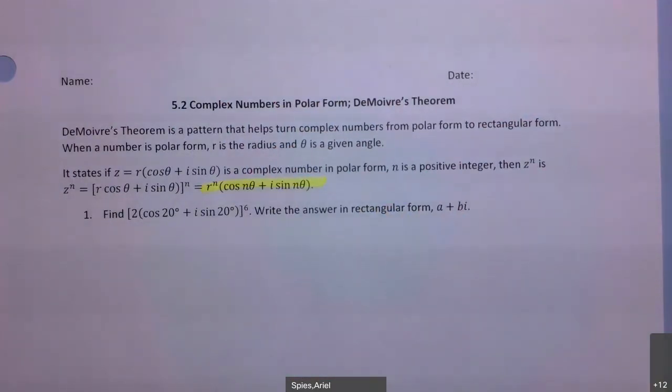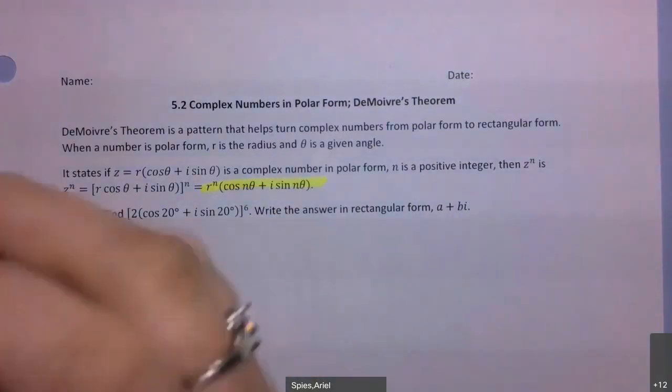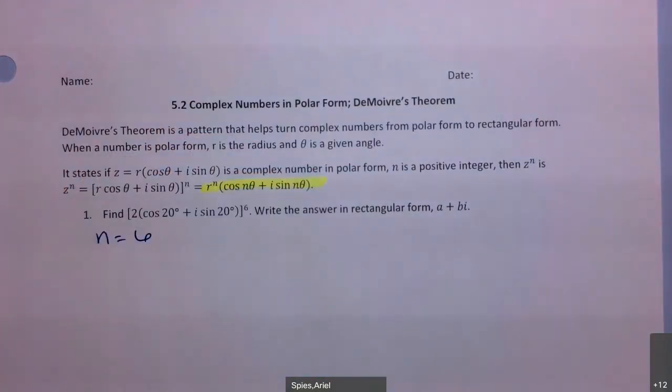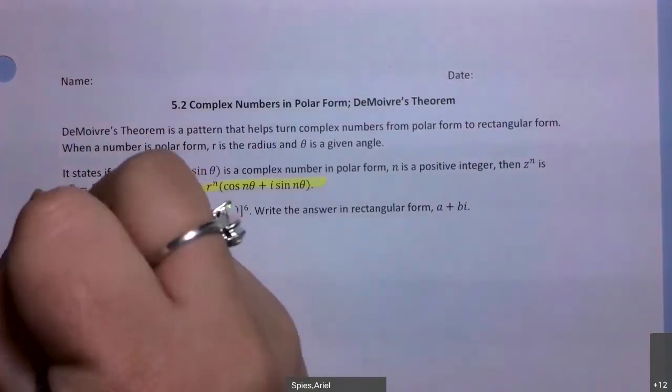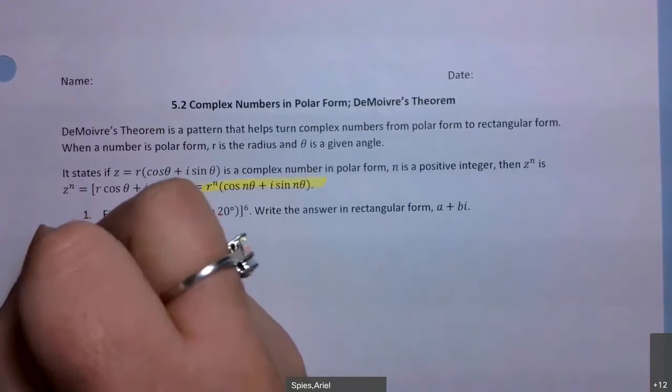So this is being raised to the sixth power, so this is going to be my n. My radius, or the r value, is the number out front, so the 2. And then theta is the angle measure, so this is still 20.